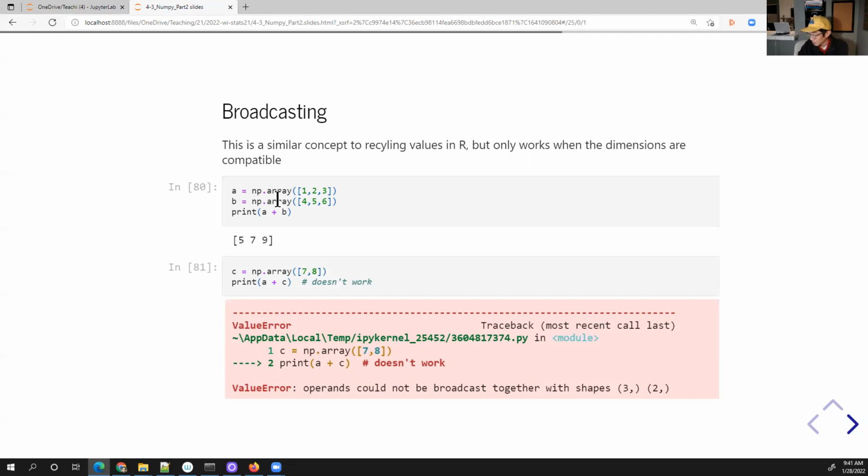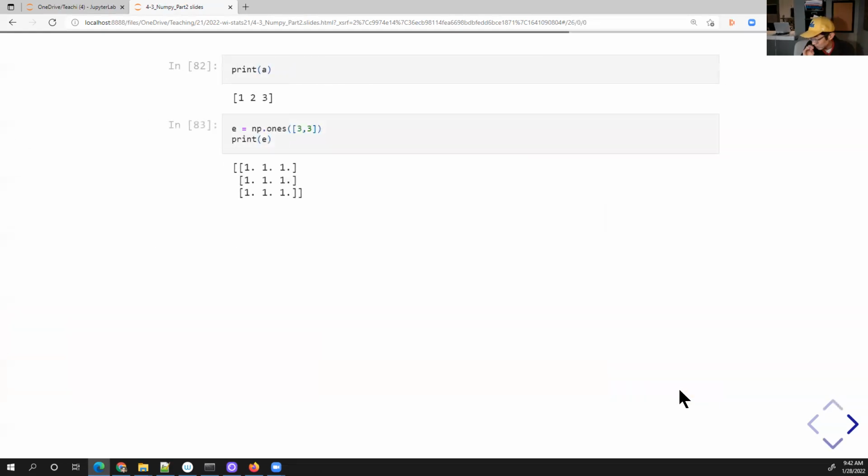So here I've got A and B, and this adds things element wise. 1, 2, 3 added to 4, 5, 6 element wise. Whereas if you try to take something of length 3 and add something that's length 2, it says no, you can't add these together. R would have recycled this. It would have done 7 plus 8 plus 7. It would have recycled those values around. And Python says no, we don't do that.